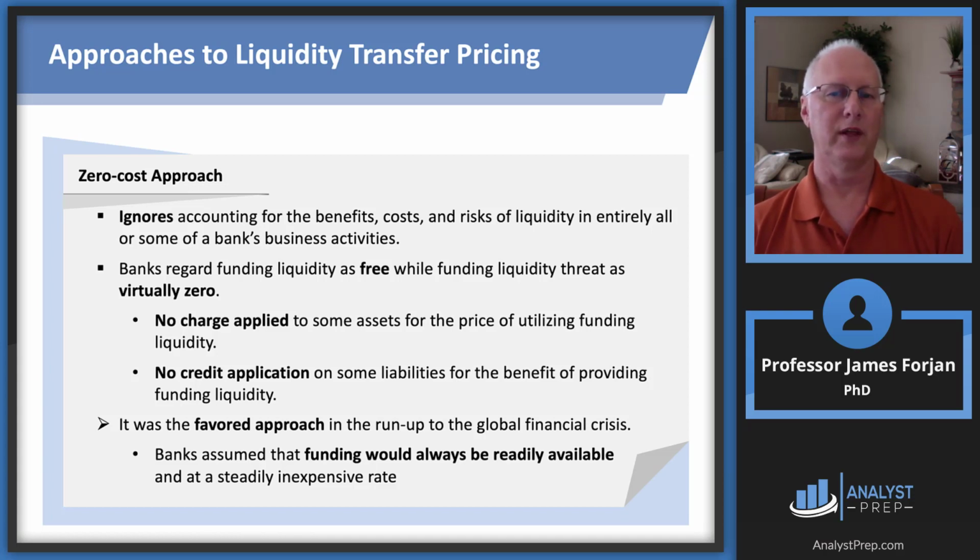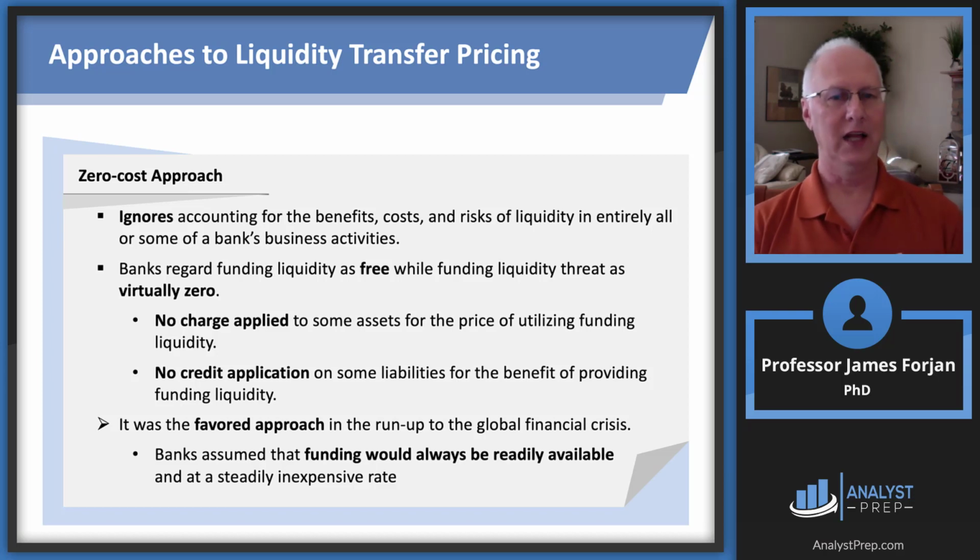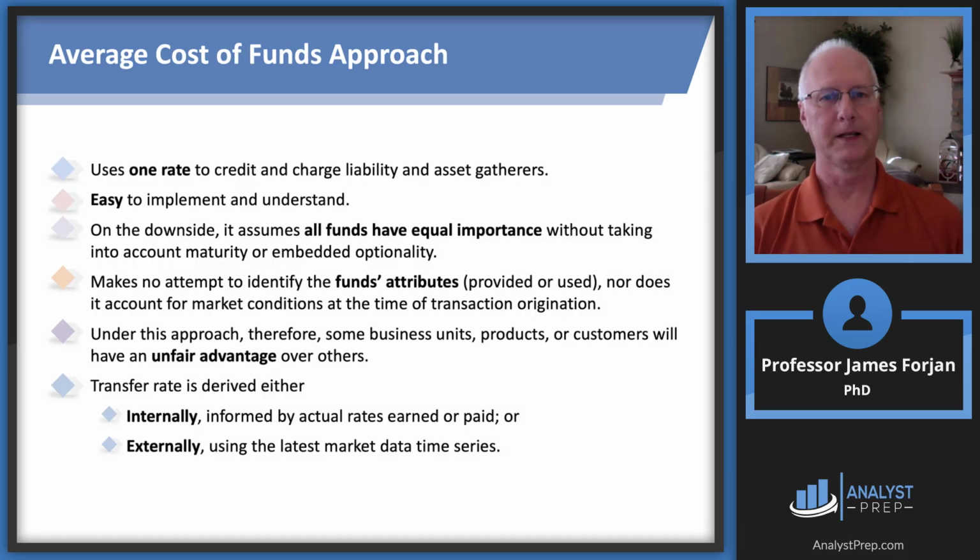So we could call this, hey, you know what? This is what lots of banks used to do, and let's learn this approach so that we don't repeat the mistakes of this simple approach. And that takes us to the average cost of funds approach, which is, of course, a little bit better, but maybe not substantially better. All right, one rate to credit and charge liability and asset gatherers. Easy to implement and understand. You'll see that here in just a minute in a future slide.